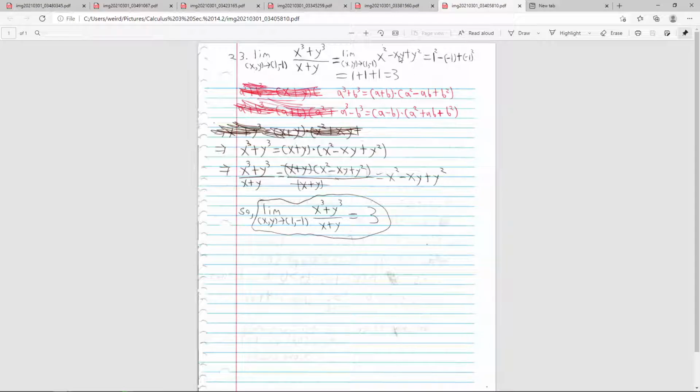So that's where we evaluate the limit as it approaches 1, 1. Oh no, 1, negative 1, yeah. So it's 1 squared minus negative 1 plus negative 1 squared is what it implies down to and plugged in. And it becomes 1 plus 1 plus 1 equals 3.